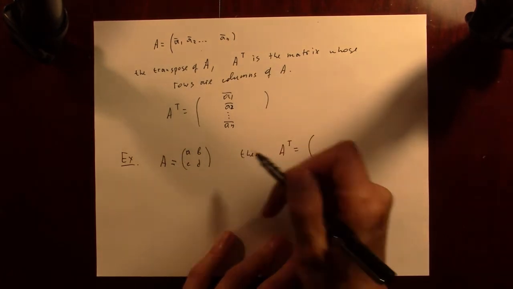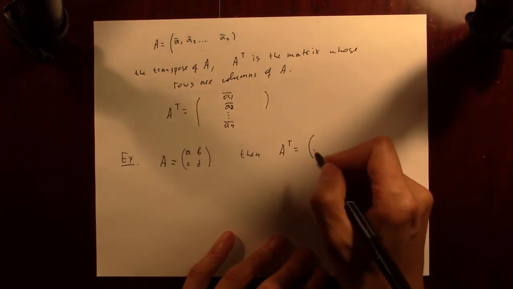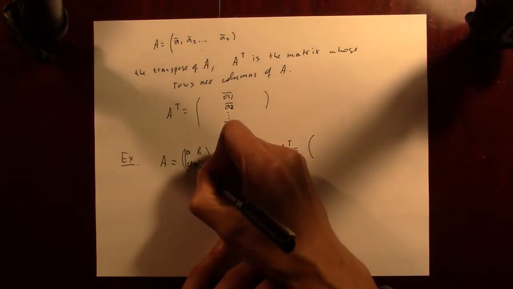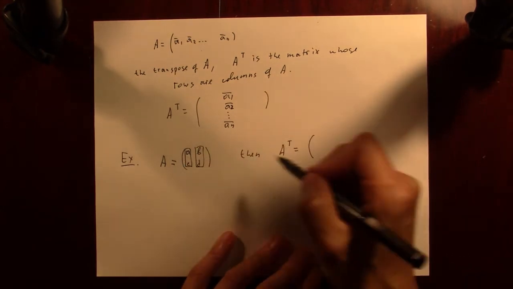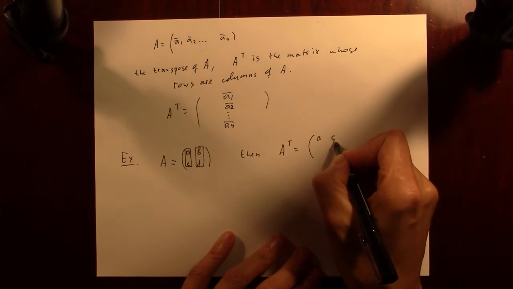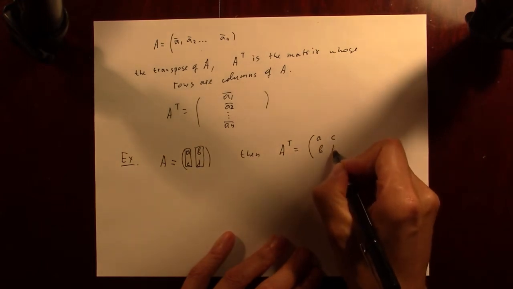column A, C becomes row. So our columns AC and BD become rows. So first column becomes first row. So A, C, B, D.